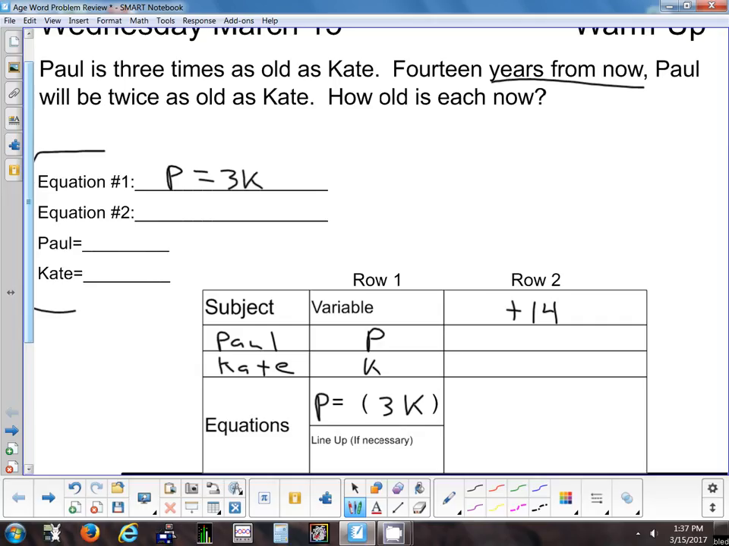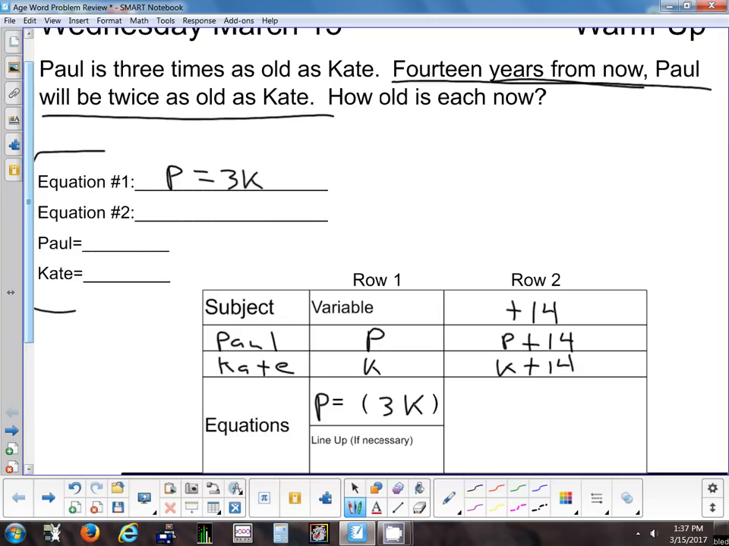If his age now is P, what do you do to get his age in 14 years? Ariel? P plus 14. Now, same with Kate. How old will Kate be in 14 years? Yep. K plus 14. Now, this is the second thing that you can get credit for on the test, equation 2. Where does equation 2 come from? What do you read to figure it out? Kyle? The second sentence. 14 years from now, Paul will be twice as old as Kate.